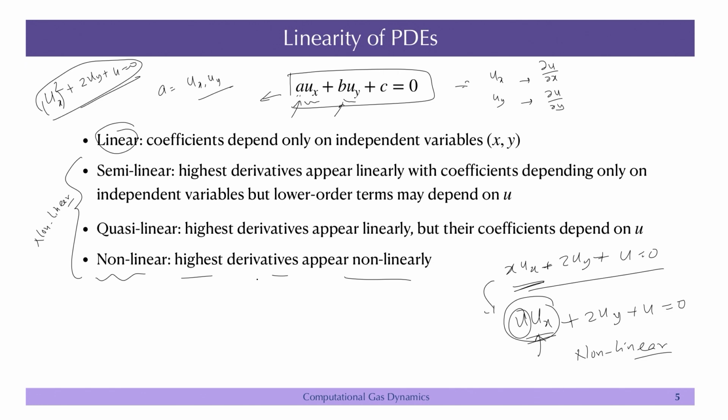Now, I go back to this example. Let us say instead of u x I have u u x plus 2 u y plus u equal to 0. Here we have the highest order derivative, but its coefficient depends on the dependent variable that you want to solve. These kind of problems are called quasi-linear.